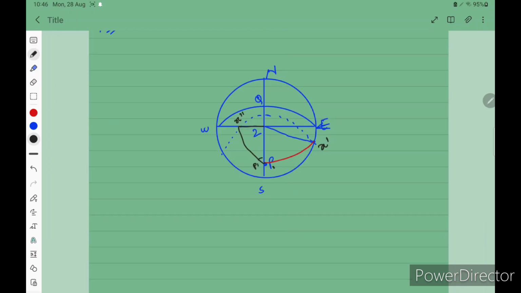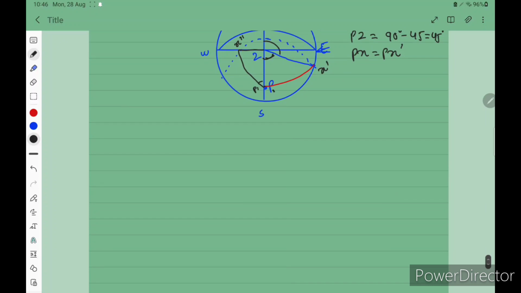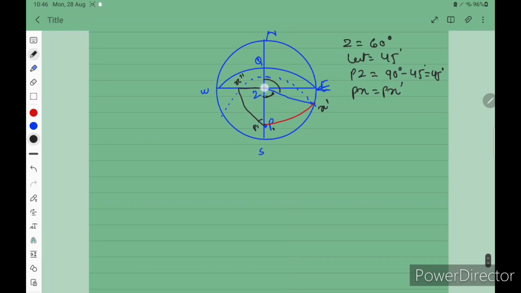So what is given in the question? Z is 60 degrees, because this is 120, so this one is 60, because 180 minus 120 is 60. Latitude we have 45 south, so PZ is equal to 90 minus 45, which is 45, and PX is equal to PX dash. Now we use the Napier formula. We are going to solve this first triangle, then we will move to the next.